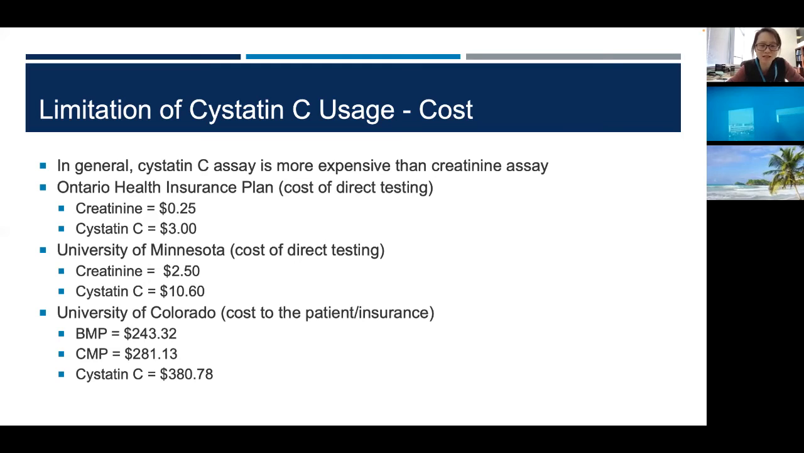Anyway, so cost is the thing. I do think the cost will be better because the more you use it, the less expensive it gets. So hopefully in the coming years, the discrepancy between these 2 assays will not be as large as now.